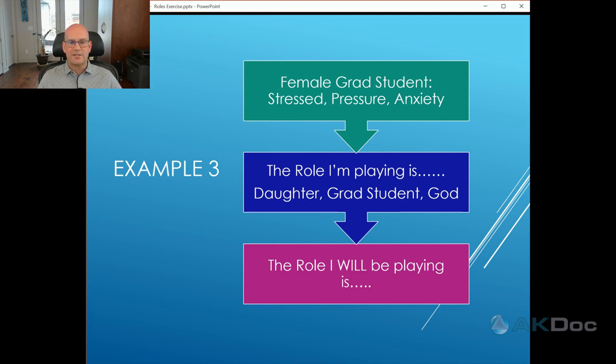We've got a female grad student. She's stressed. She's feeling pressure and anxiety about her dissertation or about whatever. So in this case, the role she's going to be playing might be her role as a daughter, her role as a grad student, or her role dealing with her spirituality and God. And in this case, that would be why. Let's say she's feeling stressed and pressured. I see this all the time with students who feel they're going to let their parents down, or that their parents are not going to love them if they fail.